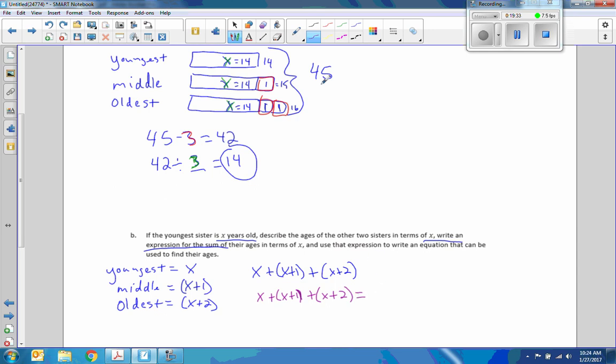And now we know that their ages equal 45 years. So now I'm going to combine like terms. X plus x plus x is 3x. Does it say to solve? Not yet. I'm getting ahead of myself. So there's the answer to the equation. X plus x plus 1 plus x plus 2.